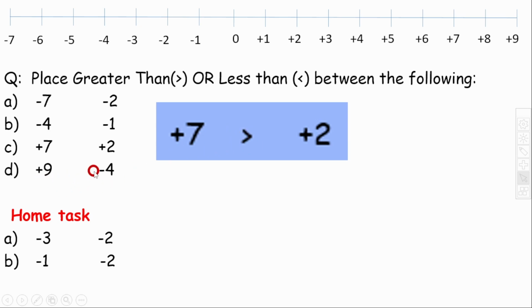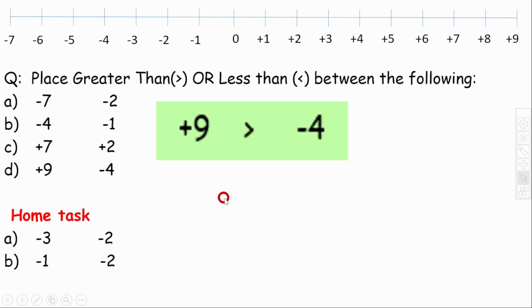Now let's go to the next one. The next one is question D. Plus 9 and minus 4. Let's compare plus 9 and minus 4. Let's look from plus 9. This is plus 9, and where is minus 4? This is minus 4. So the one on the right hand side is definitely plus 9, and the one on the left hand side is minus 4. So we can say plus 9 is greater than minus 4. So you use the right elbow, that's the greater than sign. Plus 9 greater than minus 4.